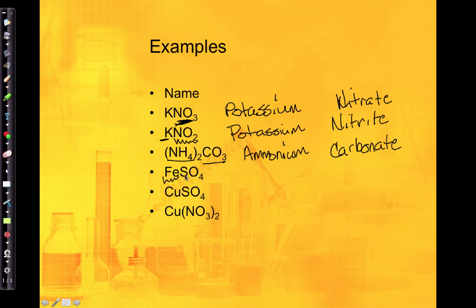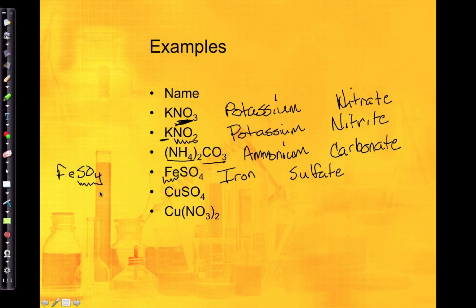I've got Fe, so I know this is ionic, I've got a metal in it. So Fe is iron. I look up iron on the periodic table, and it does have more than 1 charge. It can either be +2 or +3. So we need to look at the formula. When I look at this, SO4 is what's left. If I look it up, or you'll know it soon enough, it is sulfate.